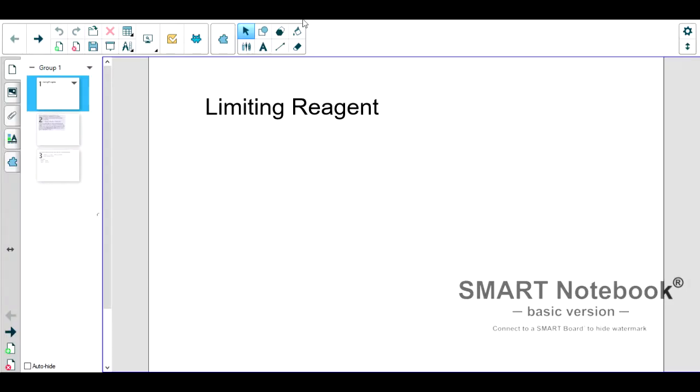Today we are going to talk about limiting reagent. Also, in many books you will find it mentioned as limiting reactant. So what is basically this limiting reactant or reagent? What are some properties? Let us see.